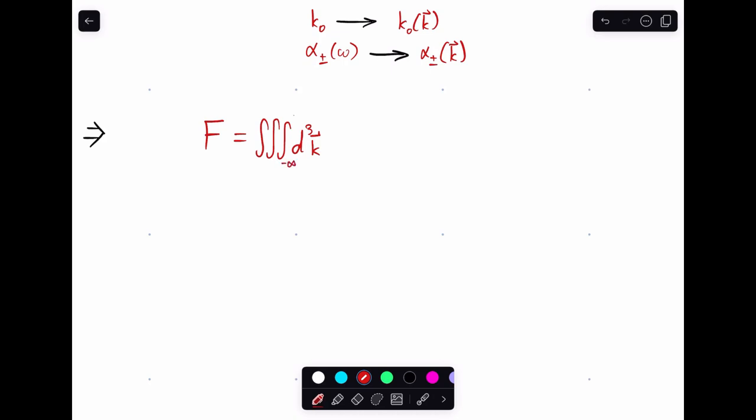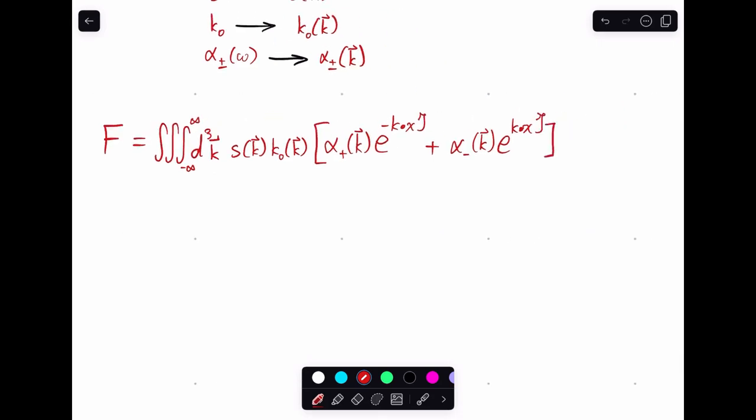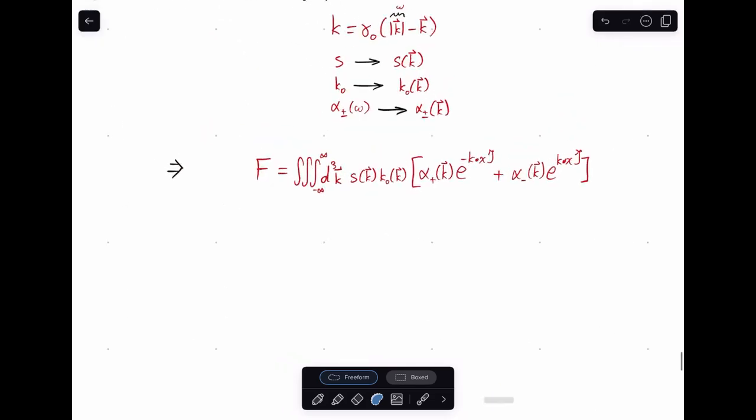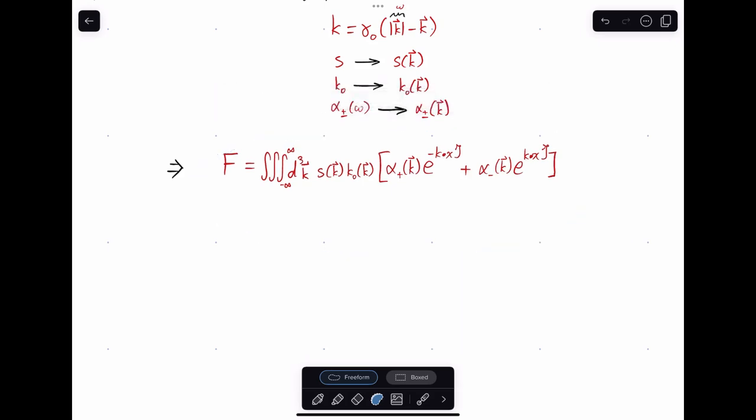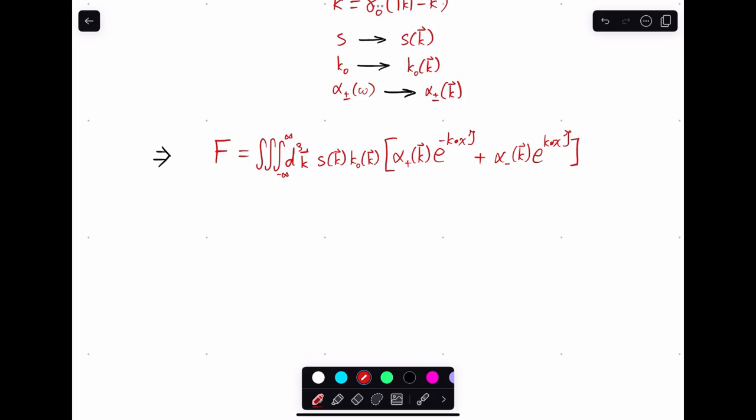So you're going from all possible directions, and you have S, which depends upon K. You have the direction K naught, which depends upon K. And then you end up with alpha plus, which depends upon K. And then you have e to the minus k dot x I plus alpha minus k e to the plus k dot x I. So there are some interesting things happening here, and I'll write them down.